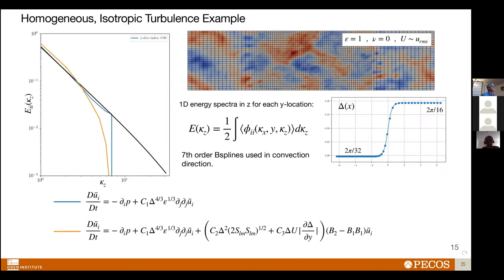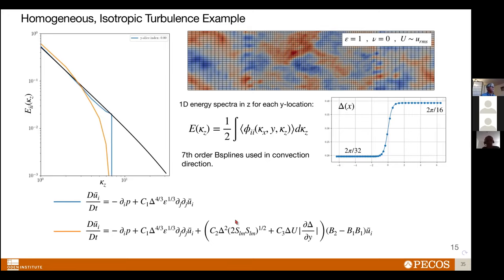So we tried this out in a model like this. Basically, this is isotropic turbulence, there's no convection in this case, that's just evolving in a grid that's non-uniform. And we formulate this model based on this B2 minus B11 to account for some of the badness that occurs at the high wave numbers.